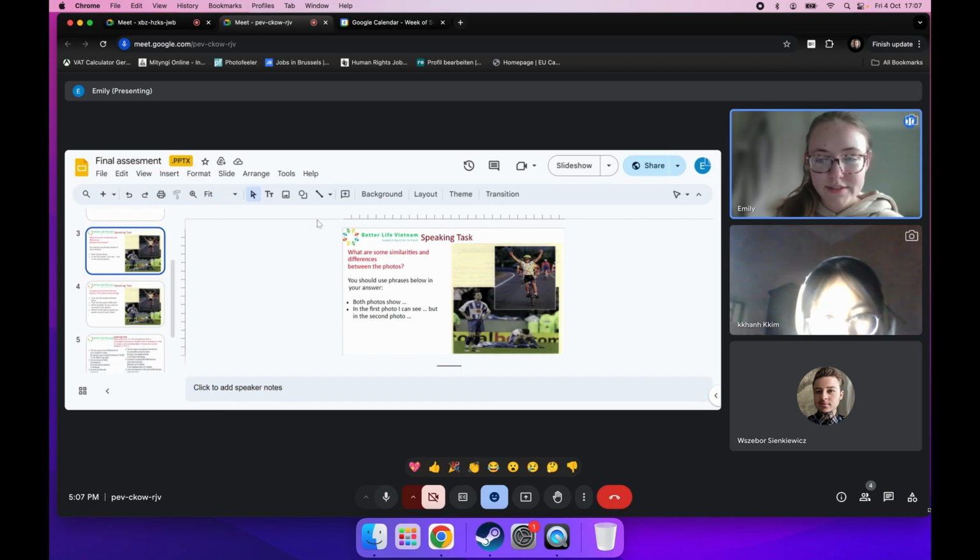Okay, speaking task. So what are some similarities and differences between the photos? You should use the phrases below in your answer. For example, both photos show ... and in the first photo I can see ... but in the second photo ... Okay? So if you want to have a go when you're ready.